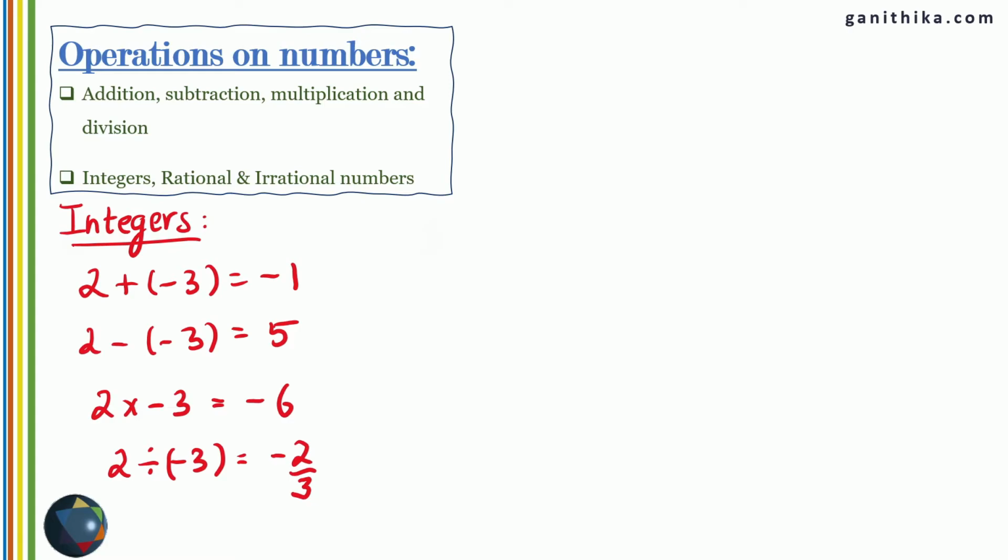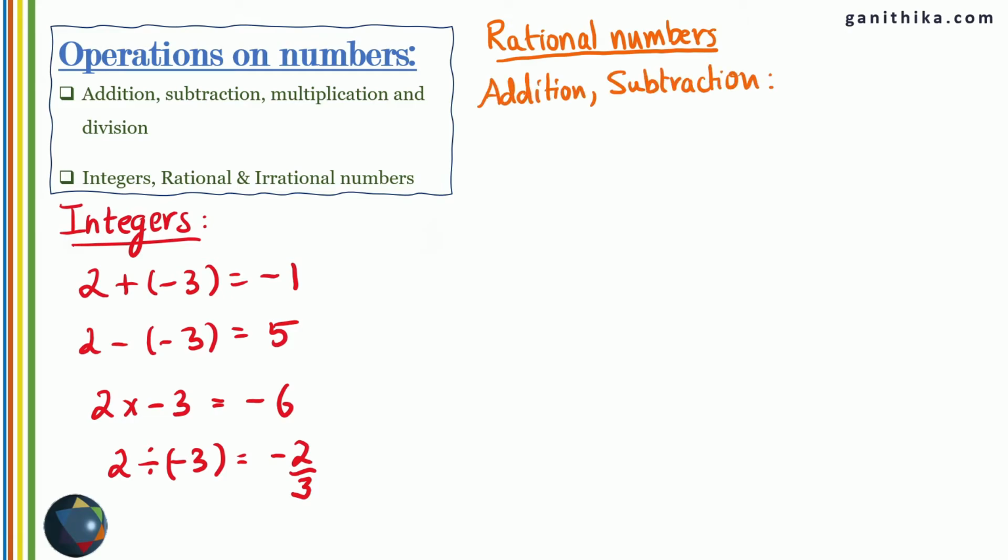So adding 2 integers, subtracting 2 integers, multiplying 2 integers and dividing 2 integers. And you must have learned this in your primary classes. So I'm not going to go in detail about this. But next is rational numbers, which are fractions. So adding, subtracting, multiplying fractions. First is adding and subtracting. For this, you need to use the common denominator method.